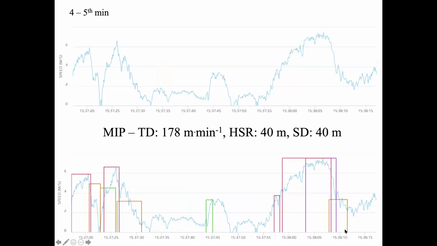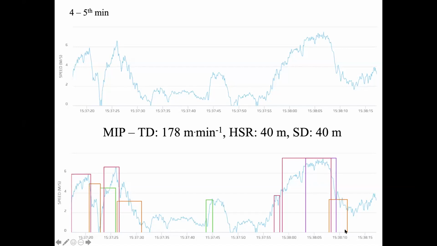Now, if we go back to that same midfield player and we look at his maximum intensity period, it occurred in the 4th and 5th minute of the game. He covered, on average, 178 meters per minute. Within that, 40 meters of that was high-speed running, and 40 meters was sprint distance. He covered 87 meters of high metabolic load. But if we look at the graph on the bottom, we see that he had 2 accelerations and 3 decelerations at greater than 3 meters per second.